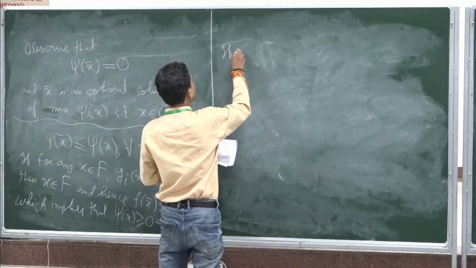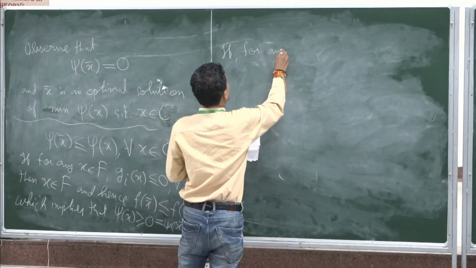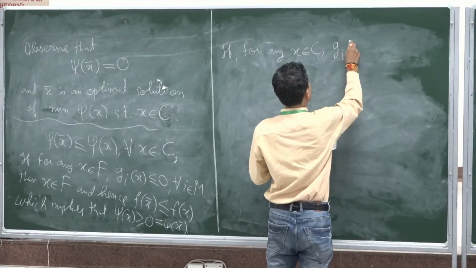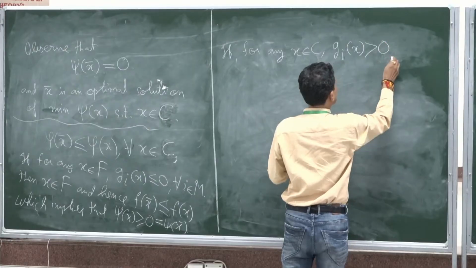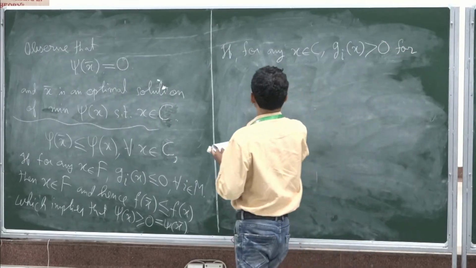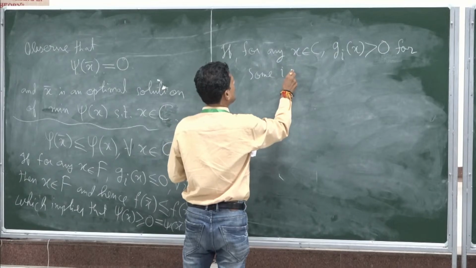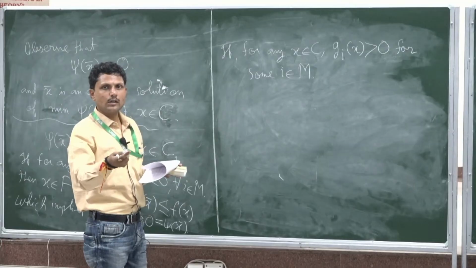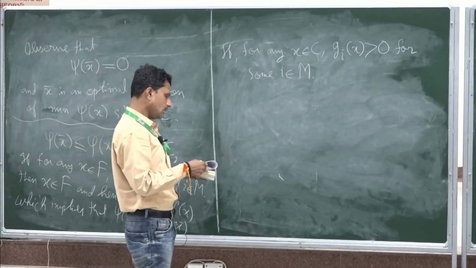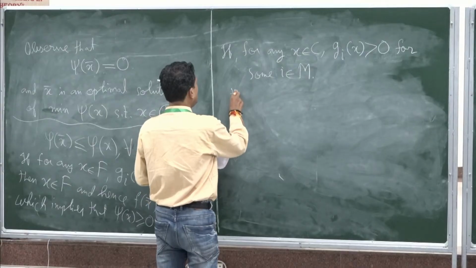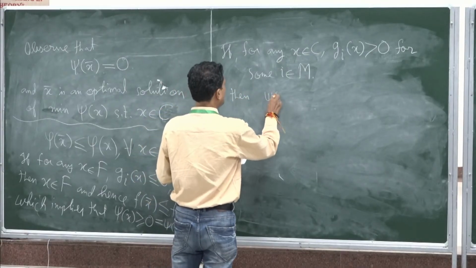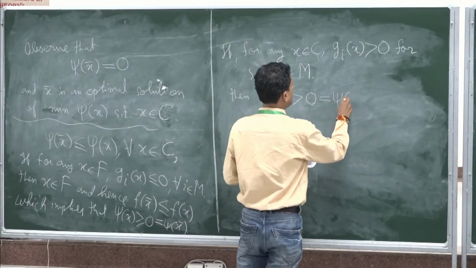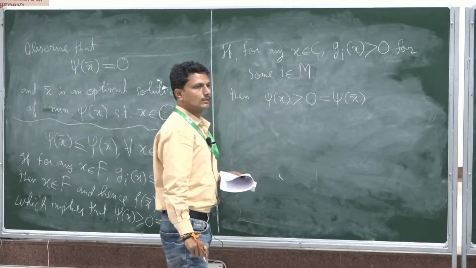Now if for any x in C, g_i of x is greater than 0 for some i in M, at least one i. If this inequality is violated, then this phi of x is strictly greater than 0, which is again phi of x bar, right?